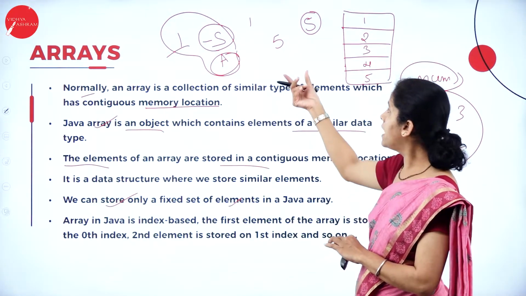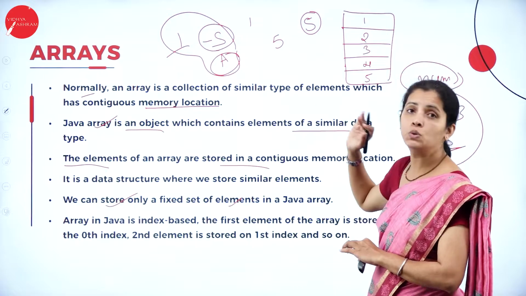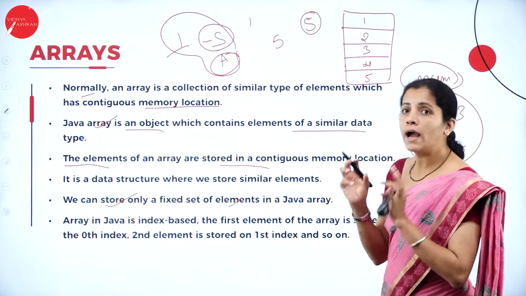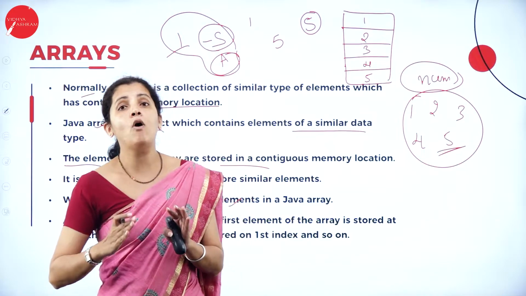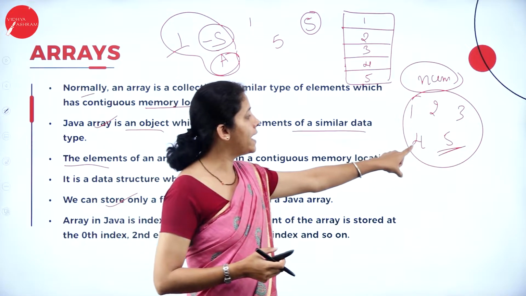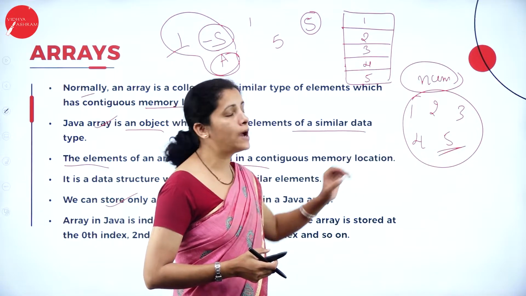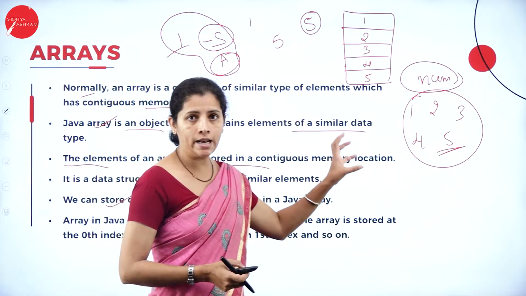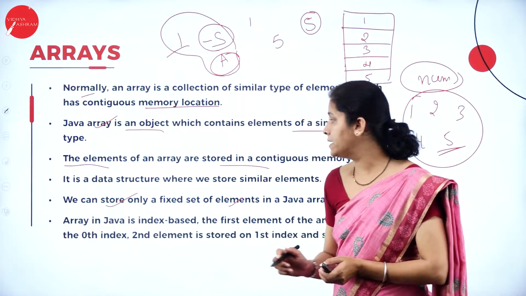For example, if I define the size of an array as 5, then I can store only 5 elements. And if I want to access an element stored in an array, I can access it with the help of an index. For example, think that I want to access element 4. How am I going to access element 4? Through an index. So, with the array name, with the help of the index, I can access the element.